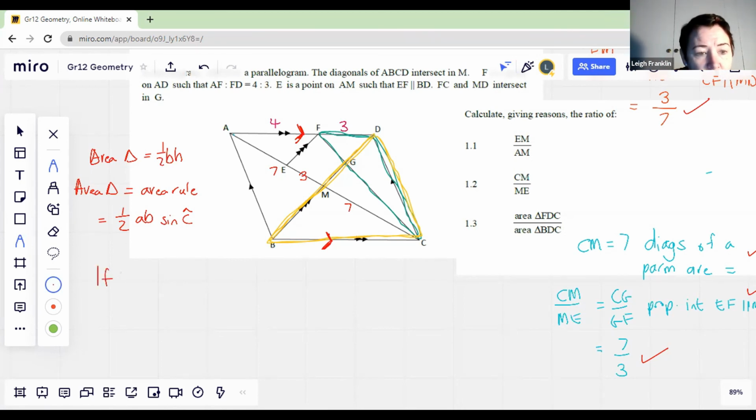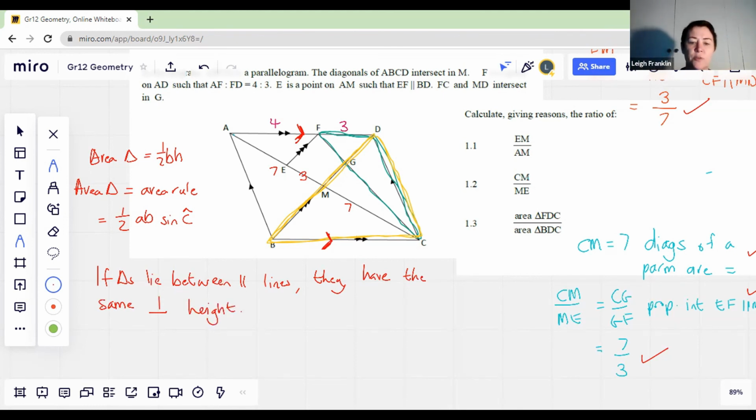Okay, so if triangles lie between parallel lines, they have the same perpendicular height. Now, that goes back to what Rehuma Ditsio was saying at the beginning. She said, well, our only rule I know is half base times height. Okay. So, Rehuma Ditsio, you're onto something here because they have the same perpendicular height. All right. So, now we want to do half base times height over half base times height. Yes?